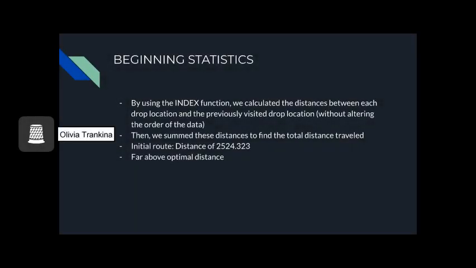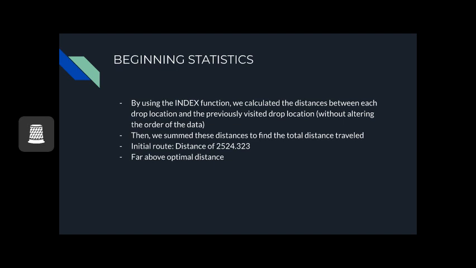To get a good idea of our starting point, without altering any of the data or any of the data order, we created a table in which we could calculate the distances between each drop location and the previously visited drop location. We did this by indexing the distances from the distance matrix. Then we summed the distances to find the total distance traveled. This is going to be a very important objective for all of our tests.